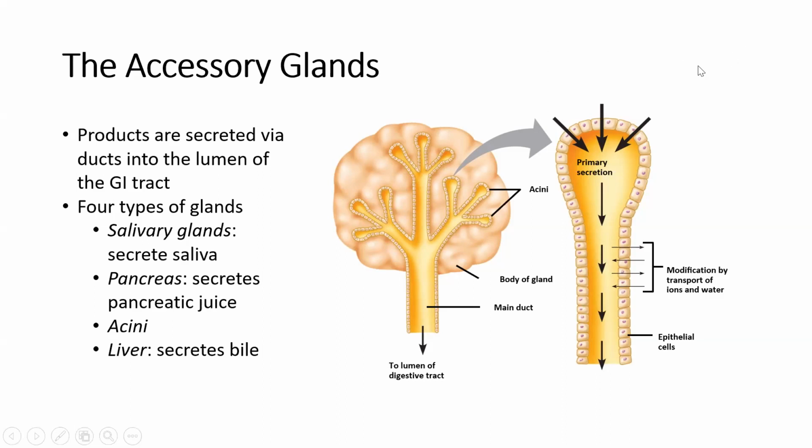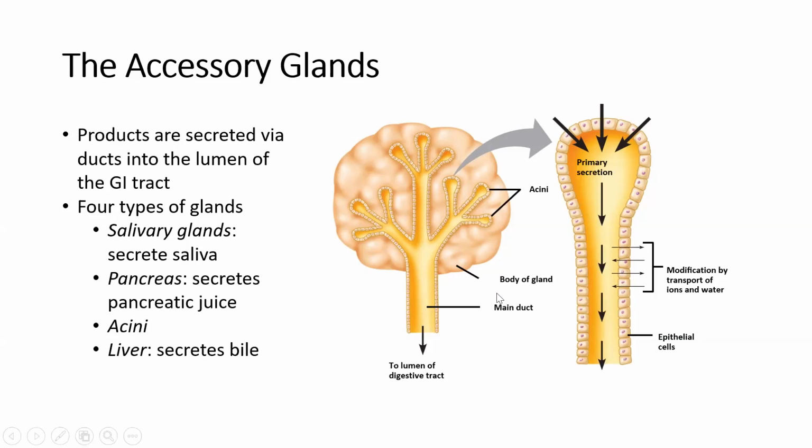Okay, let's talk about the accessory glands here. So there are several glands that are helping with secretions, and that's going to be lubricating the tract. There are salivary glands that secrete saliva. There's the pancreas that secretes the pancreatic juices that have all the enzymes that are important for digestion. And then there's the acini of the liver, which help with bilious secretions that help to absorb fats.